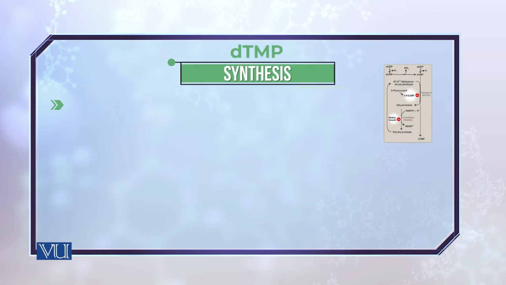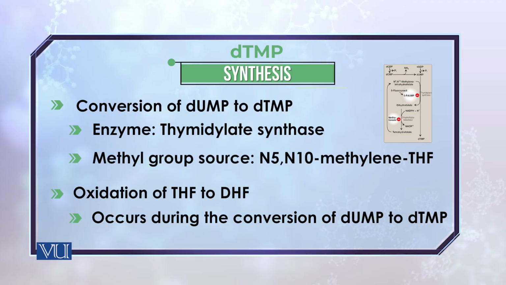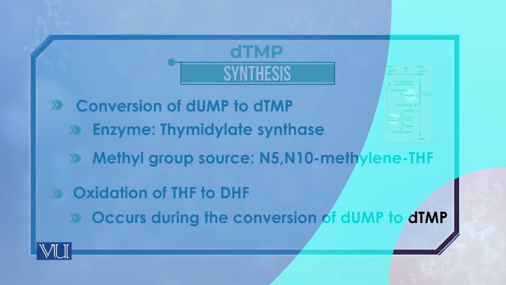Once you have this deoxy CDP, it can be converted to deoxy CMP, and this deoxy CMP then gives rise to the formation of deoxy UMP, which then can be converted into deoxy TMP, that is thymidine monophosphate, and this deoxythymidine monophosphate can be converted into deoxythymidine triphosphate, which will eventually become a part of the DNA.